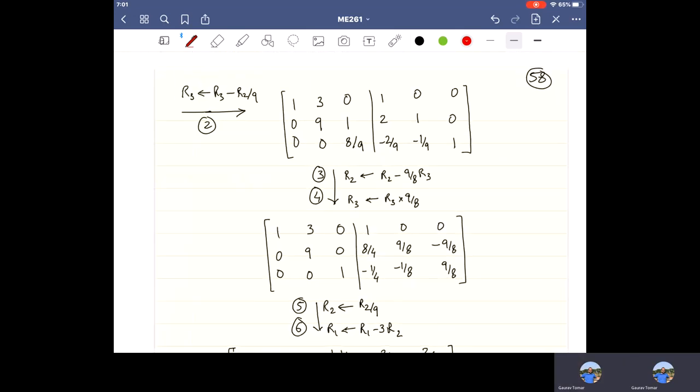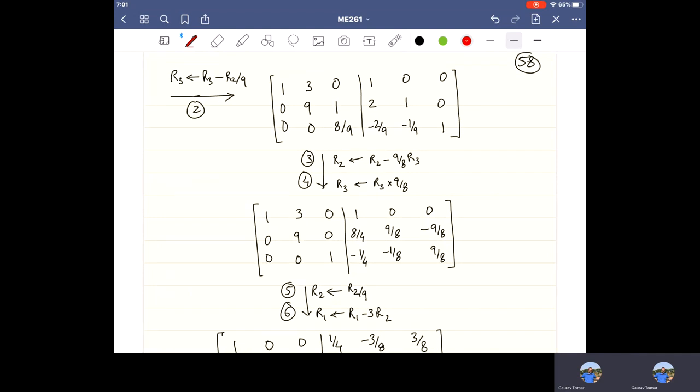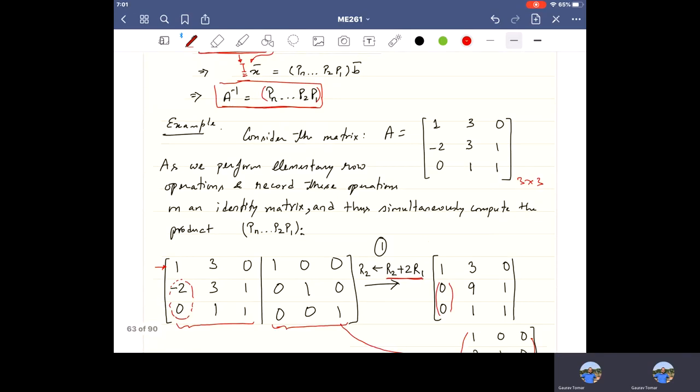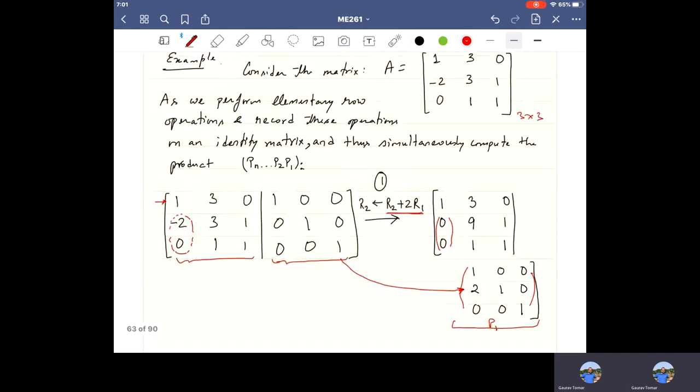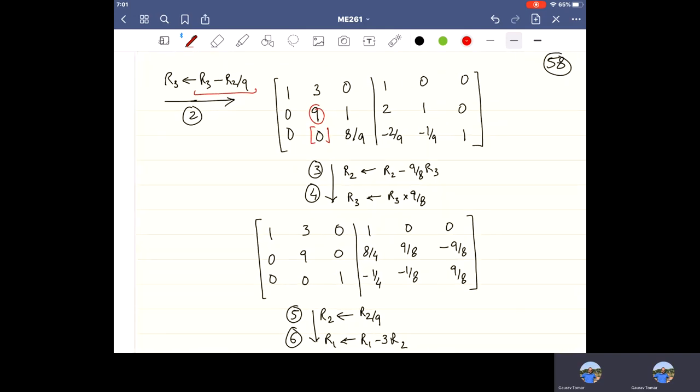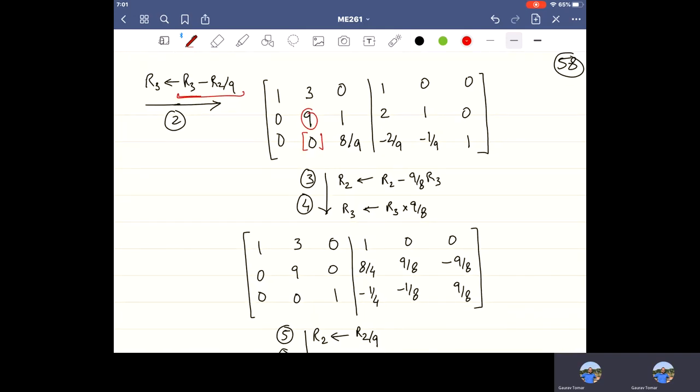Now we perform the next operation such that every element below this number is turned to 0, and that you do by making this operation. If we go back and look at this term, if we multiply this equation by 1 by 9 and subtract this and modify this row, then you get a 0 here. That's what we have done here. Row 3 has been modified by subtracting row 2 by 9. We get a 0, and we have performed the same operation here. So we have obtained P1 into P2.